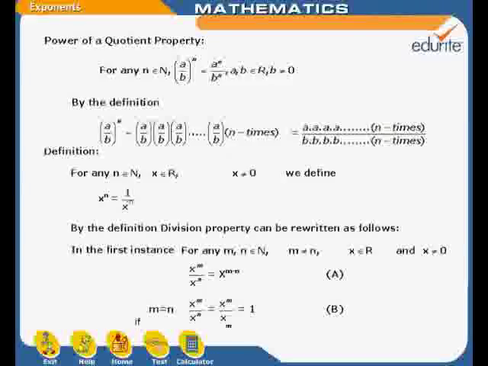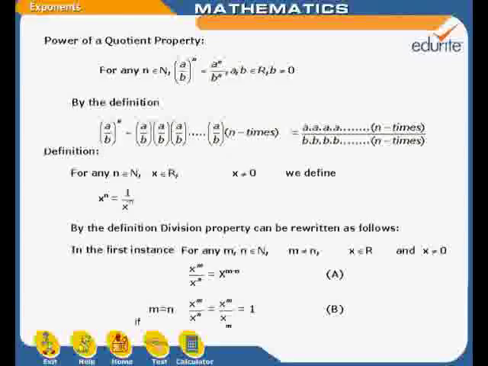Definition. For every small n belongs to capital N, x belongs to capital R, x not equal to 0, we define x raised to the power n is equal to 1 upon x raised to the power minus n. By the definition, the division property can be written as follows.